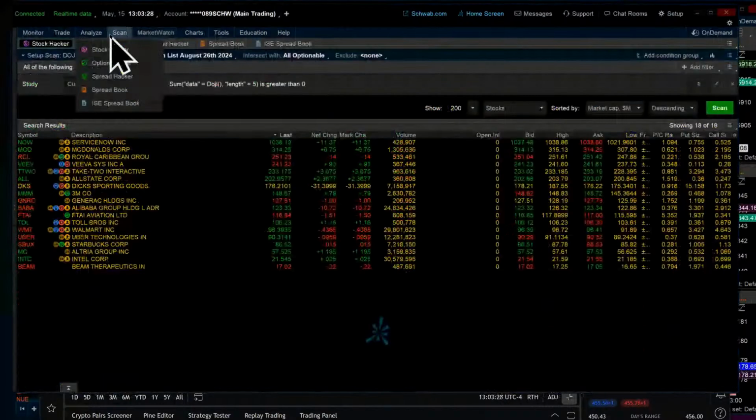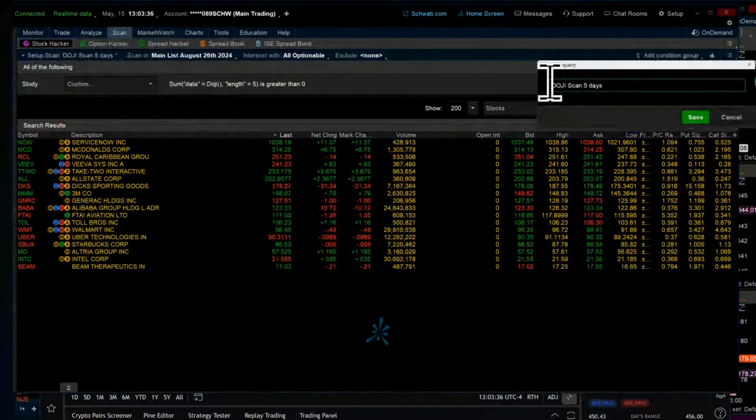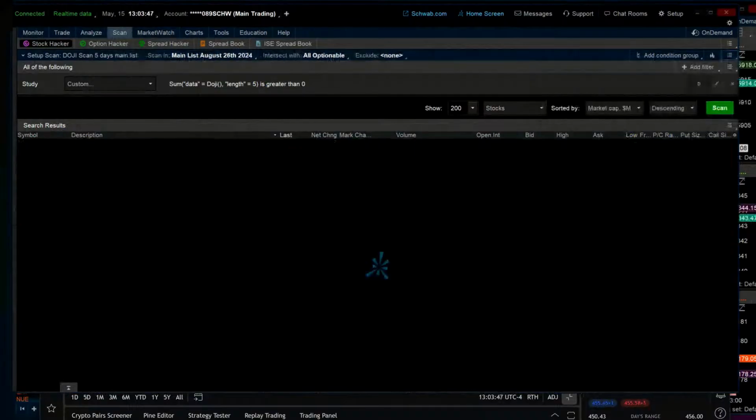Then you take the doji scan, you intersect it with the main list, and basically you can just save it like this. Main doji scan, main list. There, doji scan, main list. Pretty straightforward. Doji scan, main list.